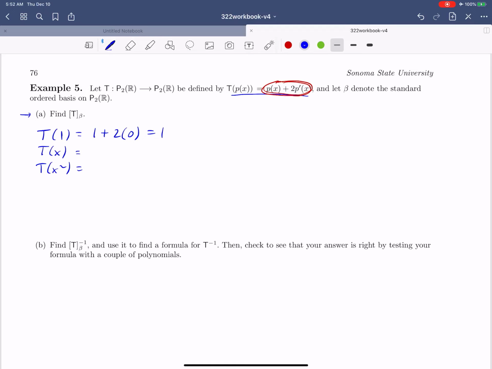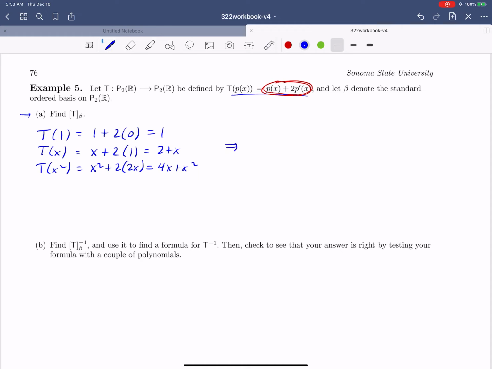Similarly for x, if we substitute x in for p(x), we're going to get x plus 2 times the derivative of x, which is 1. Rewrite that and it becomes 2 + x. And then T(x²) would be x² plus 2 times the derivative of x², which is 2x. Simplify that, and we're going to get 4x + x².